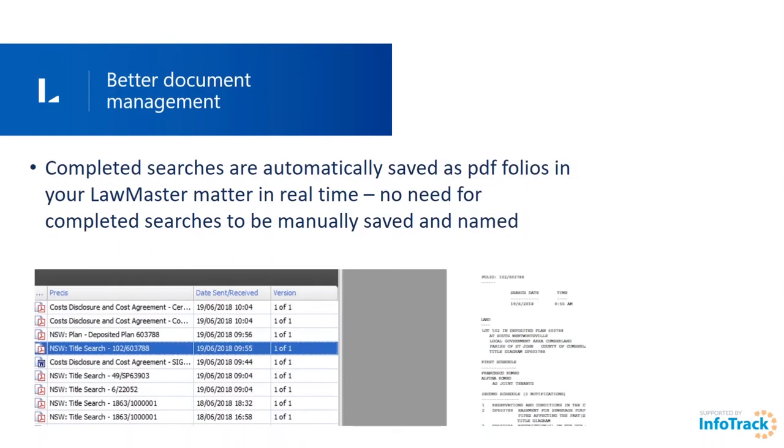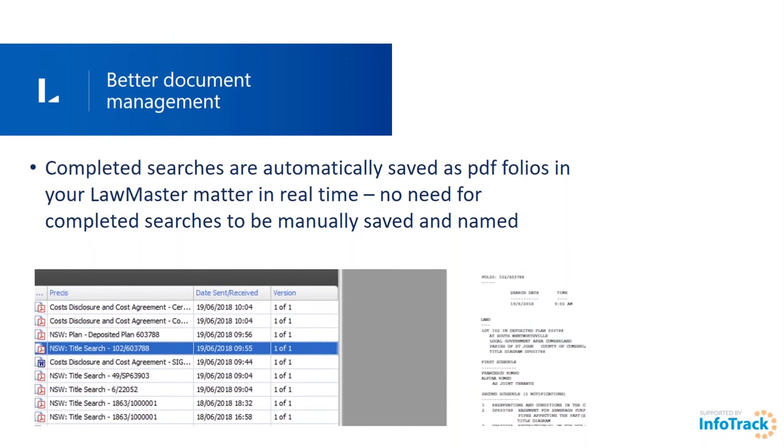And in terms of the searches themselves, once they are completed, they're automatically saved back as PDF folios within your LawMaster matter in real time. So you don't have to drag and drop or save your searches onto your desktop first and then save them into your matter in LawMaster and go through renaming the document. It is automatically captured within the searches tab within your matter, automatically named, as you can see here, and dated as well at the time that the search was conducted.